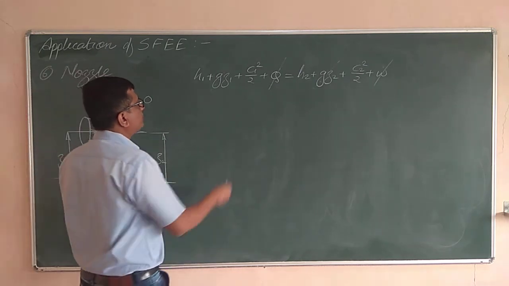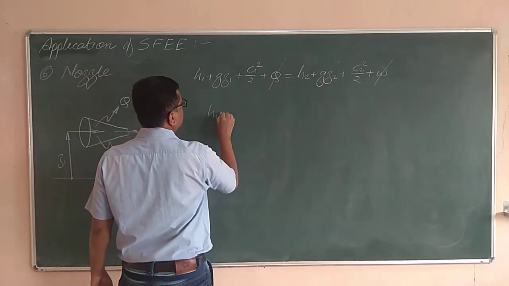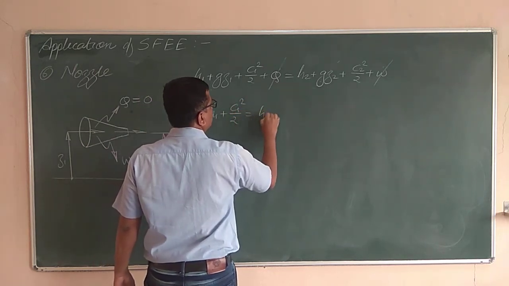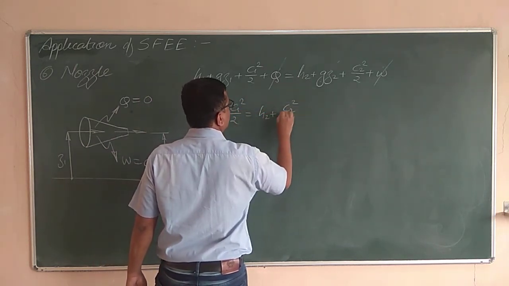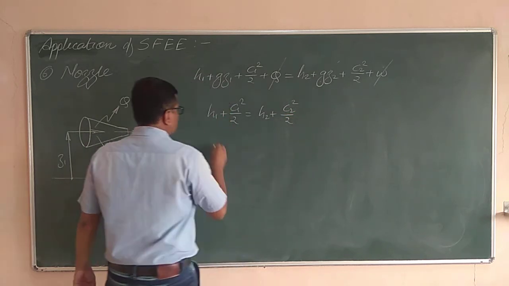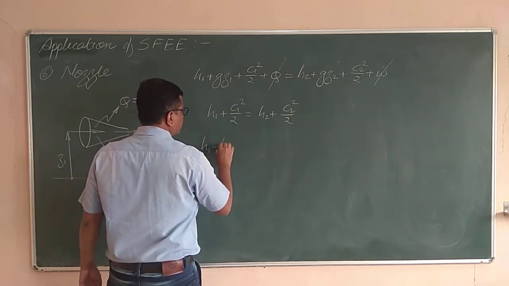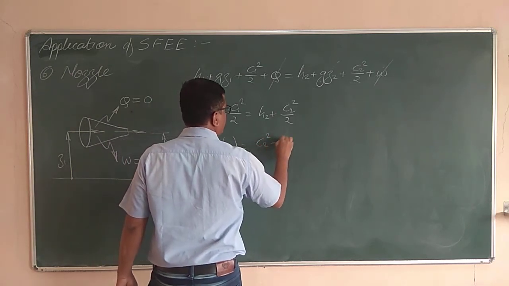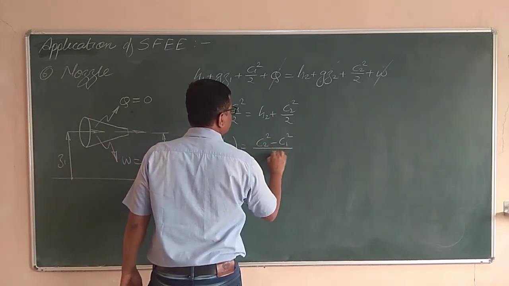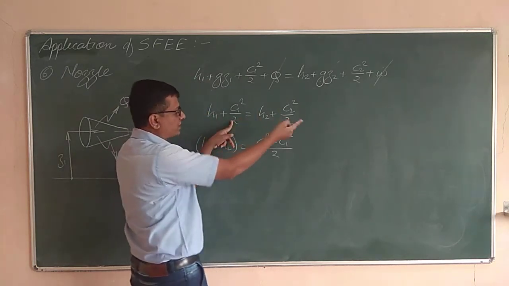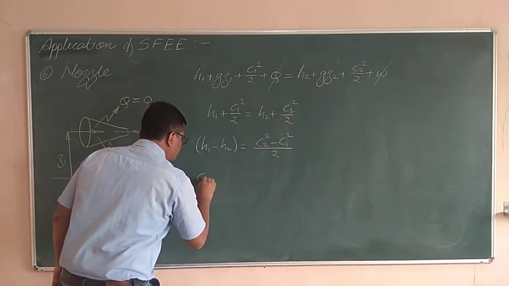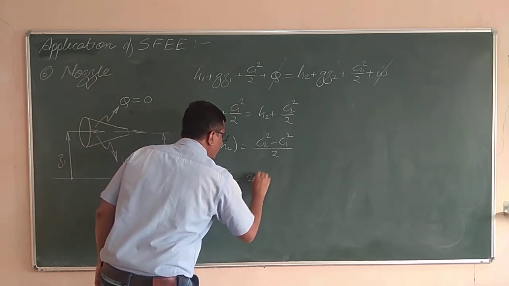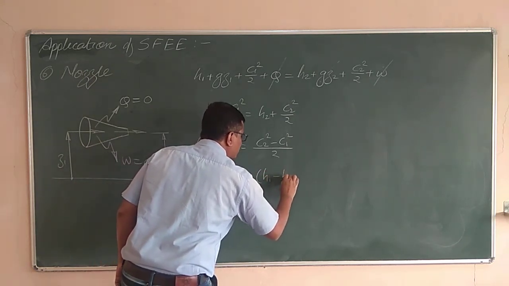The remaining terms will be H1 plus C1 square by 2 is equal to H2 plus C2 square by 2. So out of that I can write H1 minus H2 is equal to C2 square minus C1 square by 2. If I take the C1 square by 2 over that side, what I get for C2 square minus C1 square will be equal to twice of H1 minus H2.